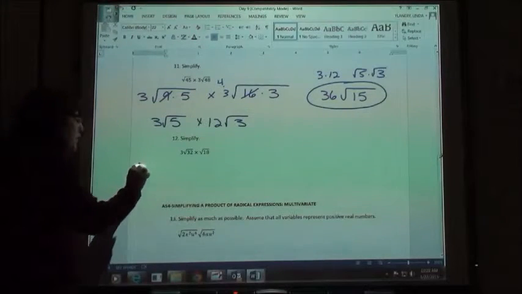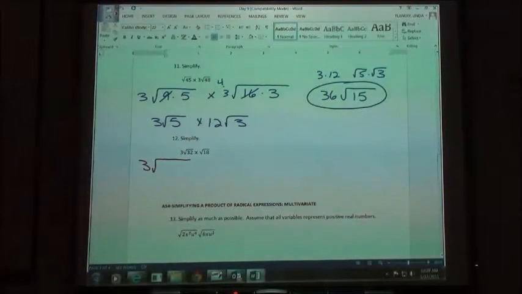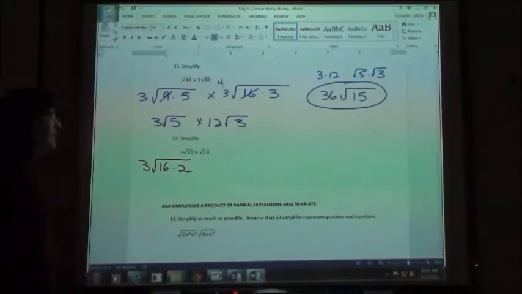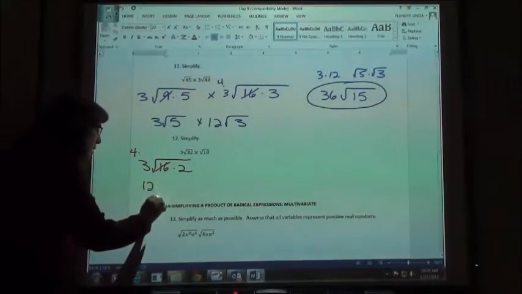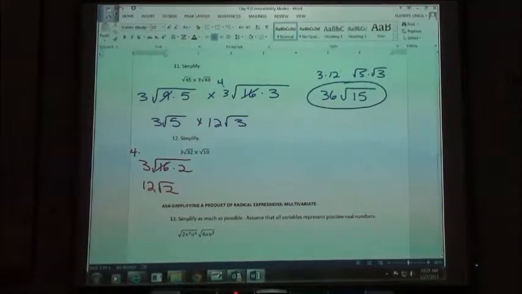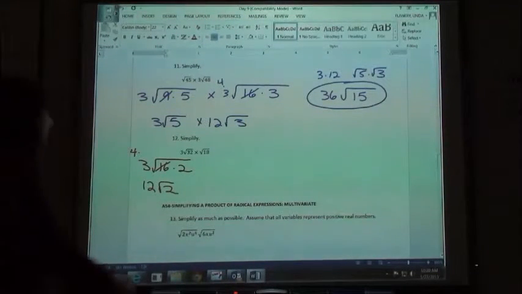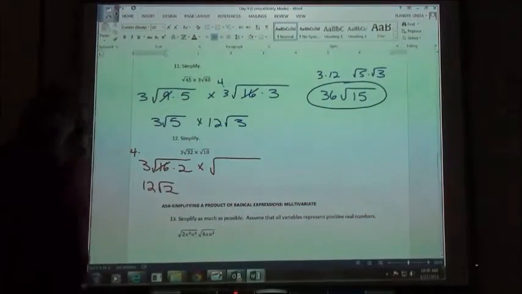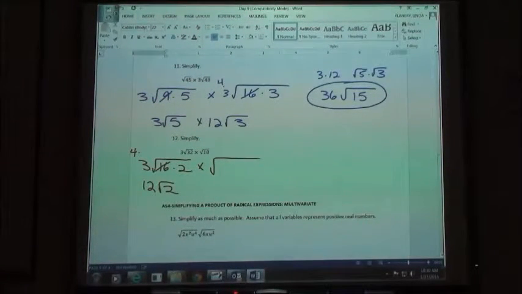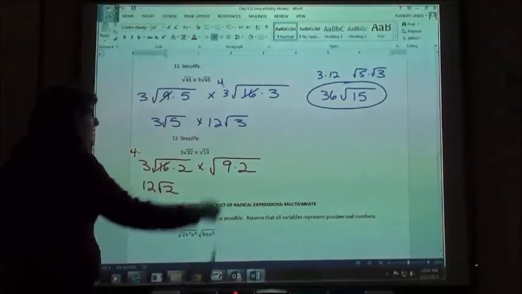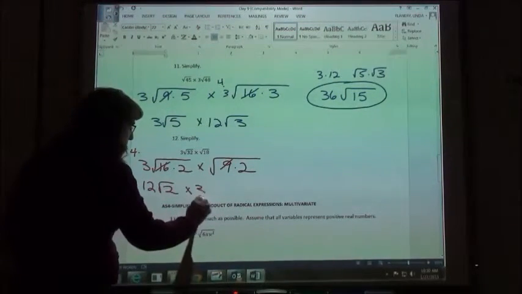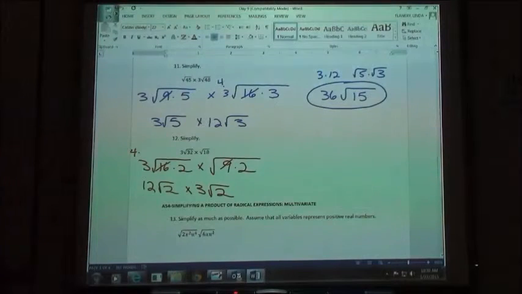Number 12 then. We have 3 square root of 32. 32, what can we divide into 32? 16, right? 16 times 2 is 32. Square root of 16 is 4, so 4 times the 3 in front gives us 12 square root of 2. Square root of 18. 18 can be factored into 9 times 2. The square root of 9 is 3, so we get 3 square root of 2.